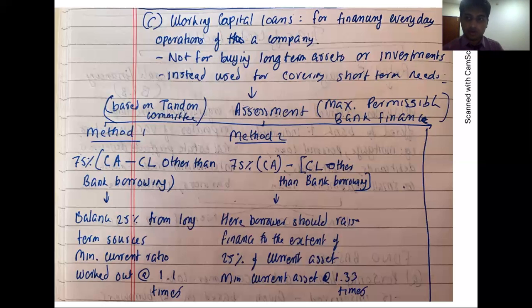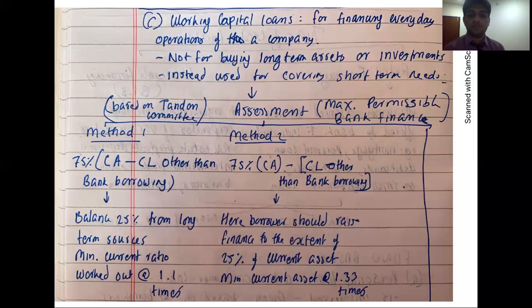So why can we not fund 100%? We assume that the promoter should contribute at least 25%, so the remaining 75% is what we fund. That is method one. The balance 25% the promoters have to contribute, or they can contribute using other long-term sources also. So the formula is 75% of current asset minus current liability other than bank borrowing, with the balance 25% from long-term sources. The minimum current ratio should be worked out at 1.1 times. This is method one.